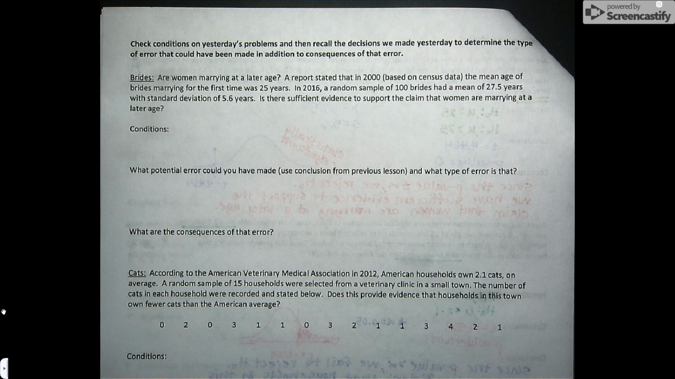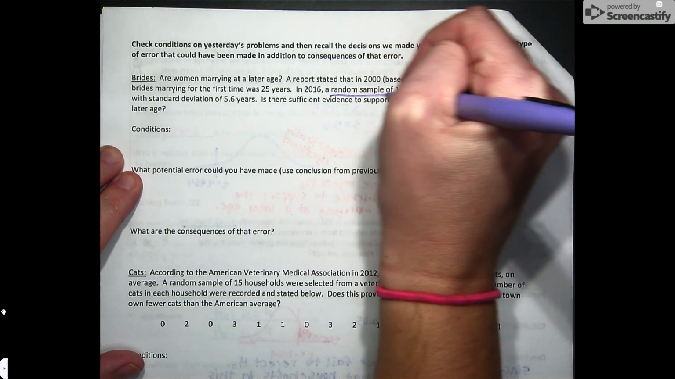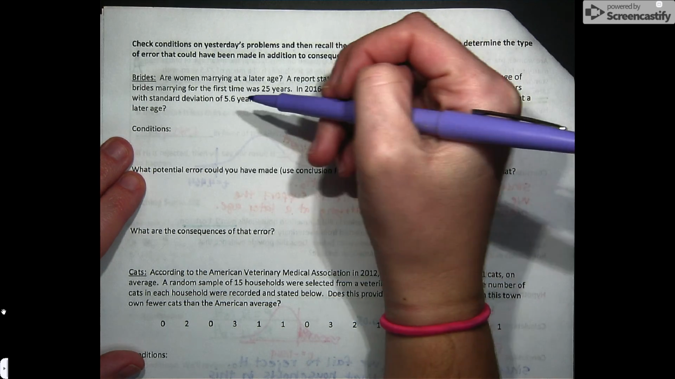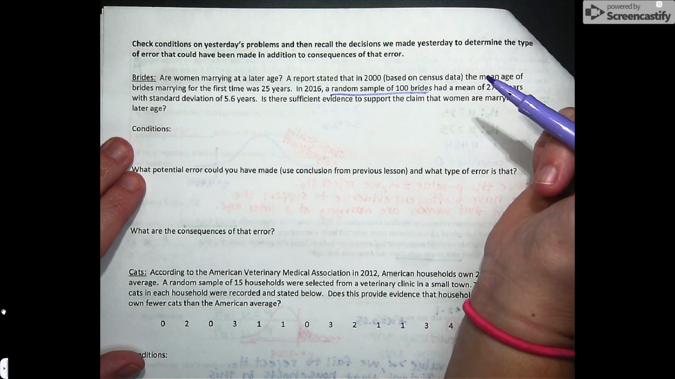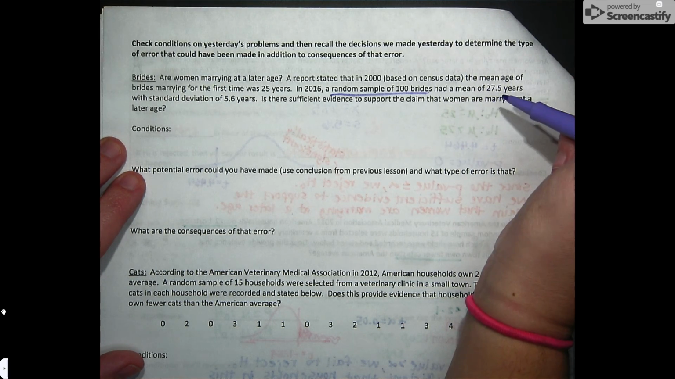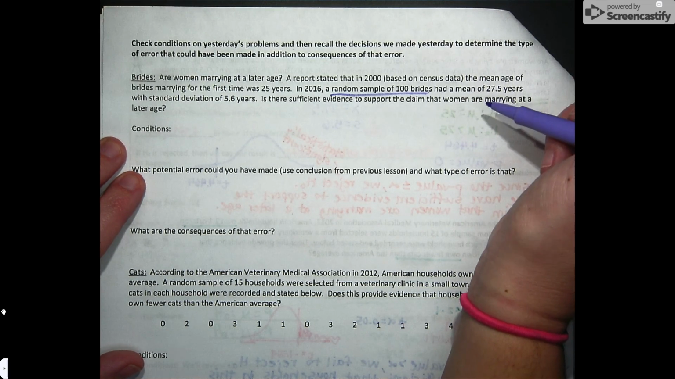So our bride example, yesterday we were talking about are women marrying at a later age. A report stated that in 2000, based on census data, the mean age of brides marrying for the first time was 25 years. In 2016, a random sample of 100 brides had a mean of 27.5 years with a standard deviation of 5.6 years. They ask you a question, is there sufficient evidence to support the claim that women are married at a later age? We answered that yesterday, okay?